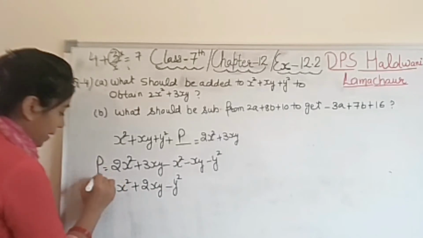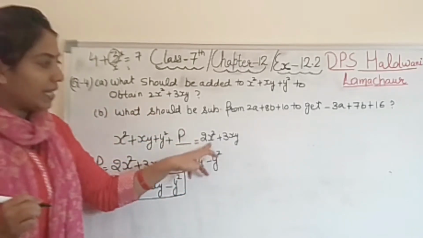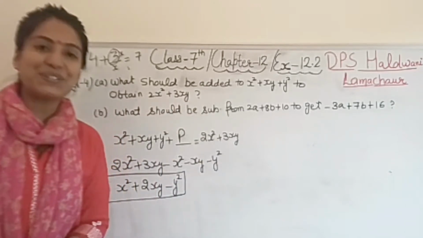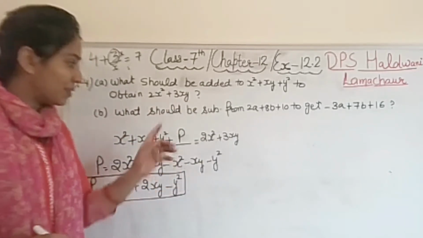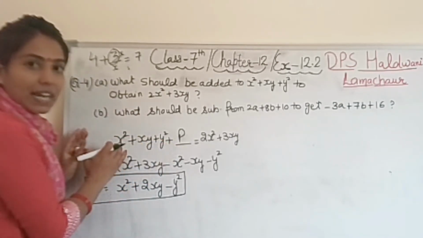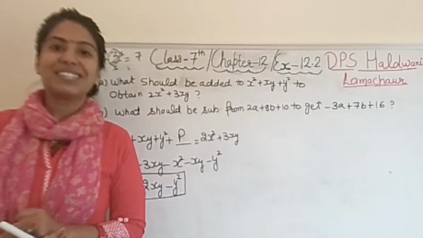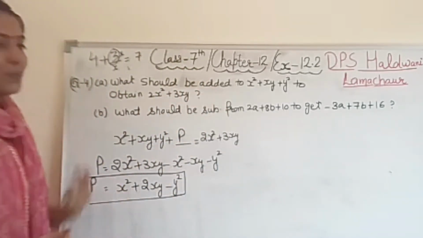It means the p value is this, and you should add this value to obtain this term. That's it, student, and you can cross check also. In the place of p, you can put this value, solve the left hand side term, and you will ultimately get the right hand side term. Right student? So this was about A part.